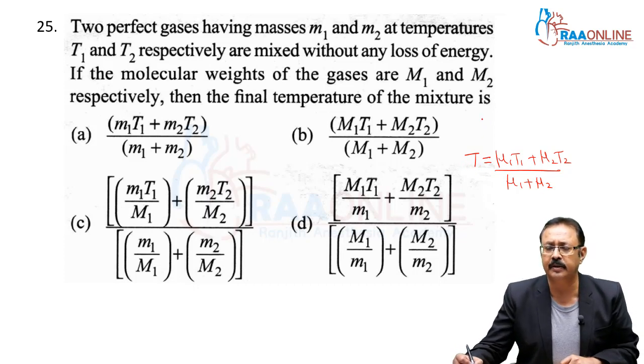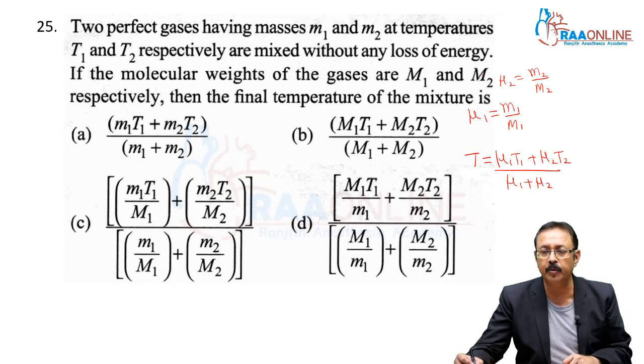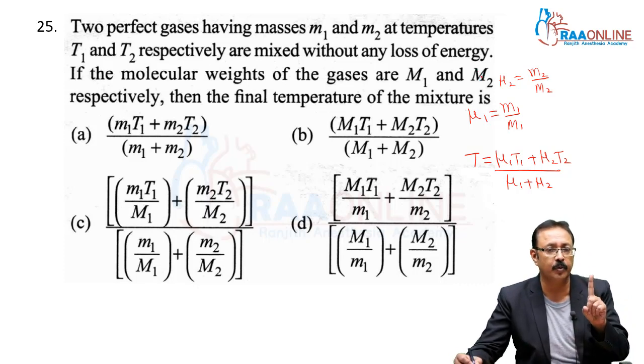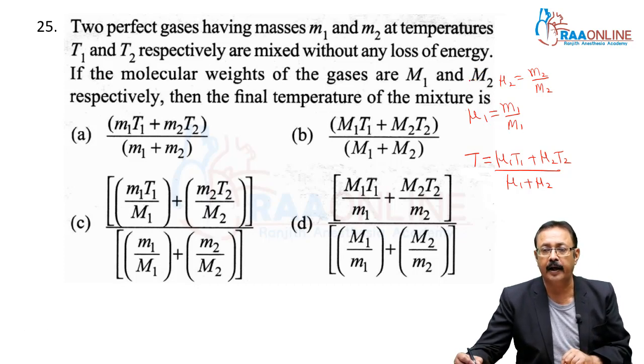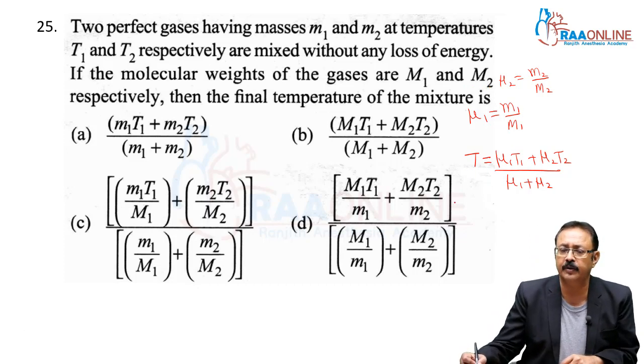So number of moles, mu1, means mass was m1 and molecular weight was capital M1, and mu2 means mass was m2 and molecular weight was capital M2. Means capital M2 gram of second gas is 1 mole, but you have m2 gram. So how many moles are there? m2 by capital M2. So we have to put the values only this.